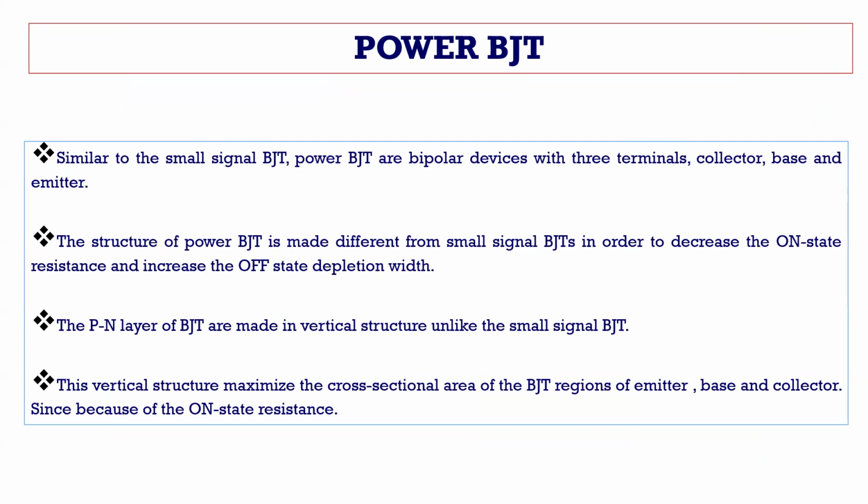These are made in a vertical structure, and the collector terminal is at the bottom of the structure compared to a normal BJT. Because of this vertical structure, the advantage you get is that it maximizes the cross-sectional area of the BJT regions.